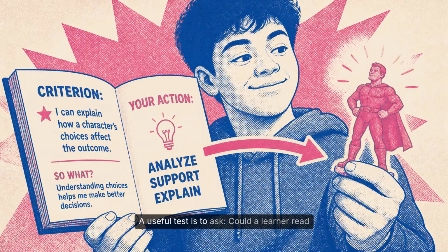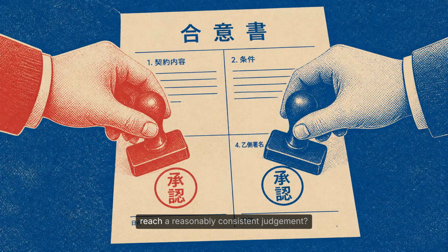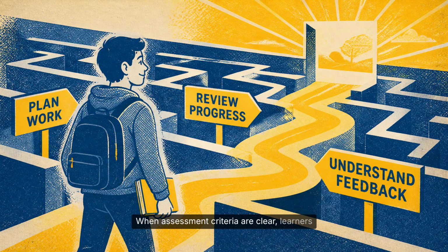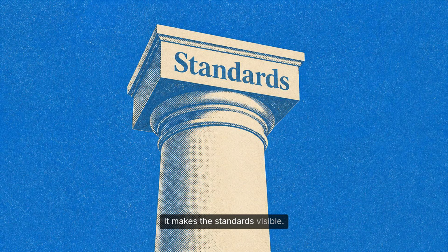A useful test is to ask, could a learner read this criterion and know what action to take? Could two different markers use it and reach a reasonably consistent judgment? Could I point to evidence within the work that demonstrates the criterion? When assessment criteria are clear, learners are better able to plan their work, review their progress, and understand their feedback. Clarity does not lower standards. It makes the standards visible.